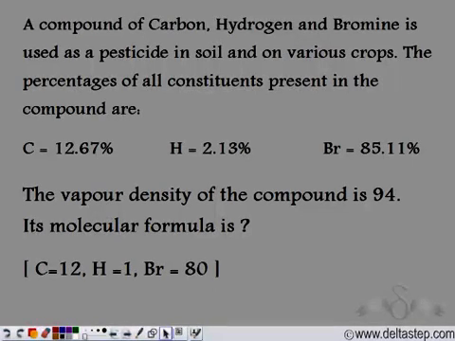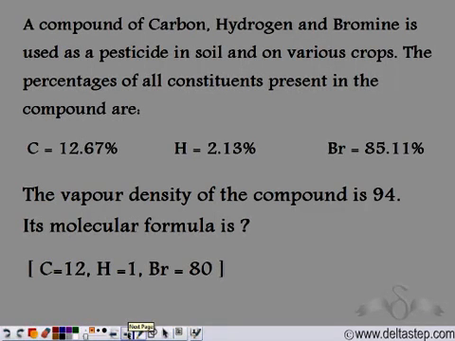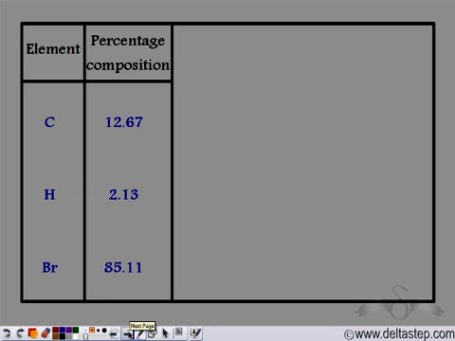So let's start. First of all, we have to look at the three elements which are present. So we have carbon, hydrogen and bromine. Now let's check their percentage compositions. So we have carbon 12.67% in the compound, hydrogen is 2.13% and bromine is 85.11%. So these are the different percentages of the three elements. Now we know the atomic mass of carbon is 12. The atomic mass of hydrogen is 1 and of bromine is 80, which is also given to us.